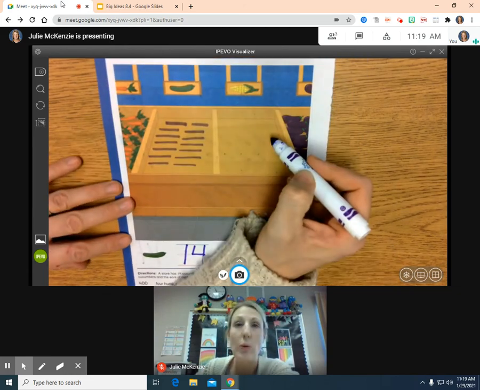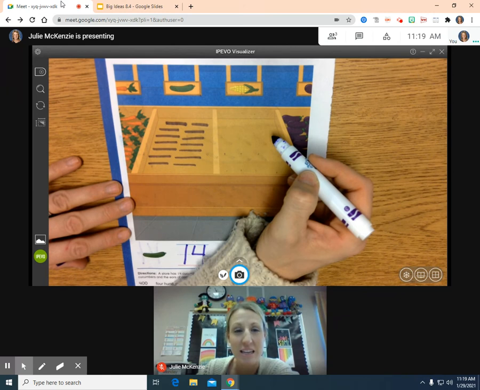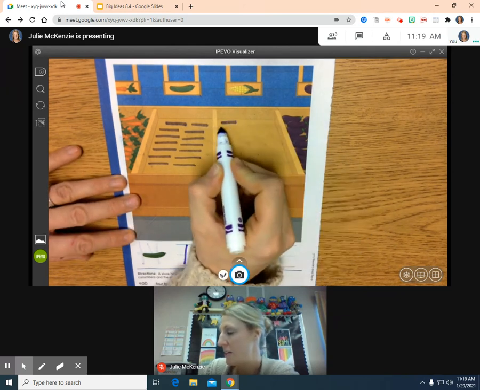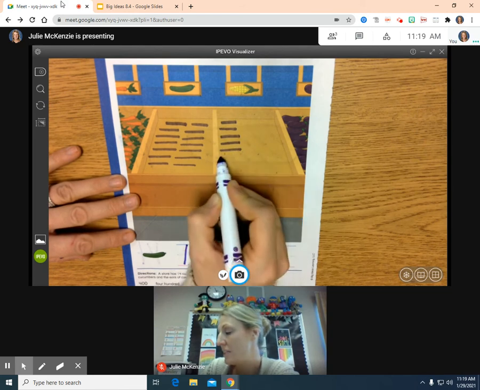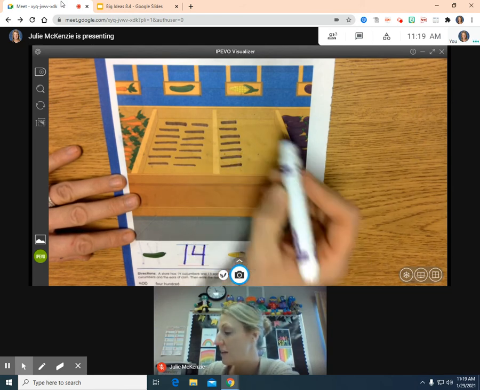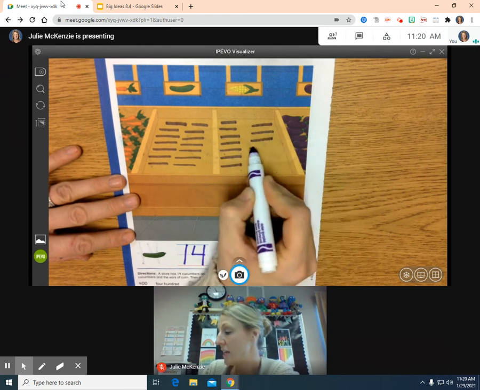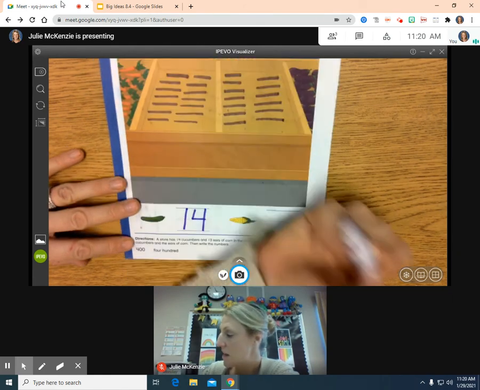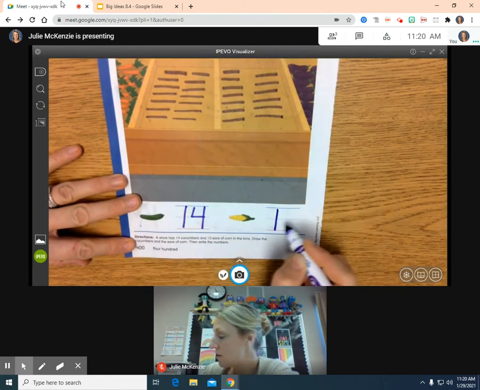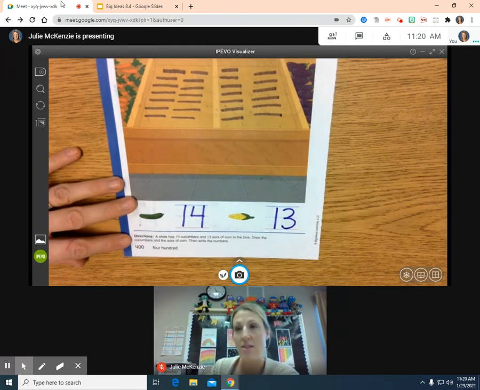Now we need to draw corn. I'm not going to make it look like real corn. I'm just going to draw lines again. We need to make 13 ears of corn. 1, 2, 3, 4, 5, 6, 7, 8, 9, 10, 11, 12, 13. Now we're writing a 13 down below. 13 looks like 1 and then 3.